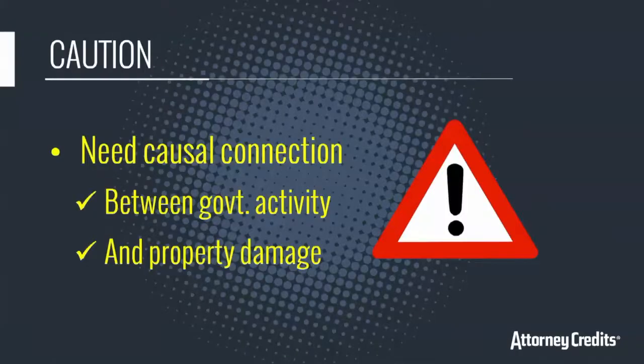But we'll see as we continue the CLE, there's arguably been a move away from that and a broadening of this reasonable read negligence analysis when you start to look at these cases. But taking a step back, generally the rule is you need a causal connection between the government activity and property damage. And like I said, that means proximate cause without considerations of fault.